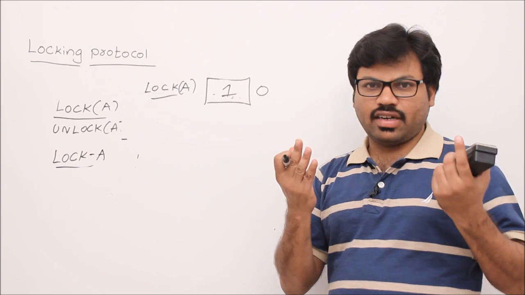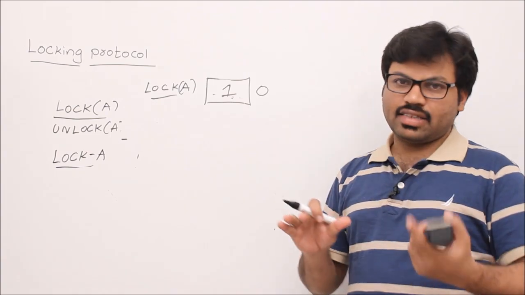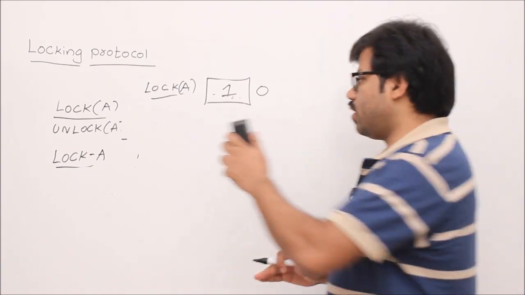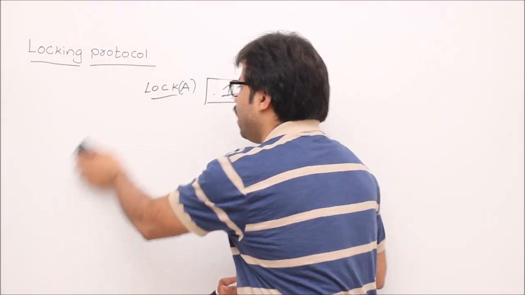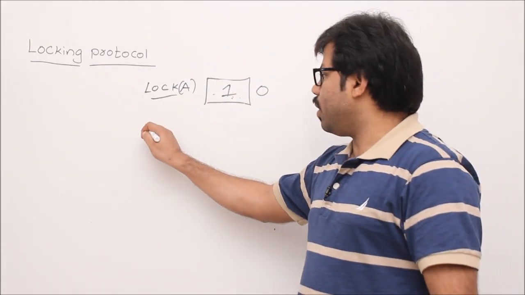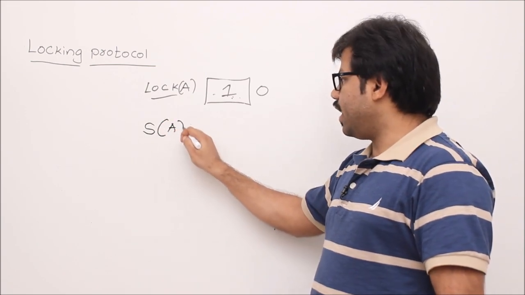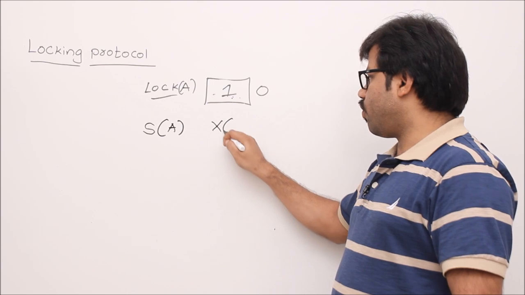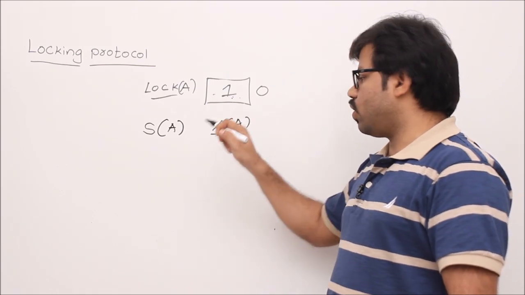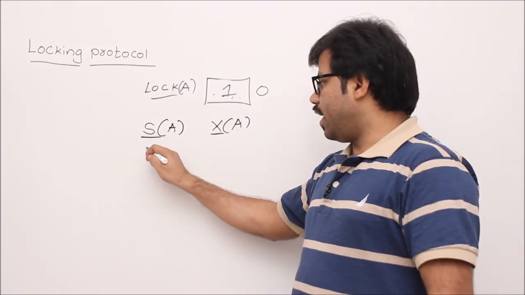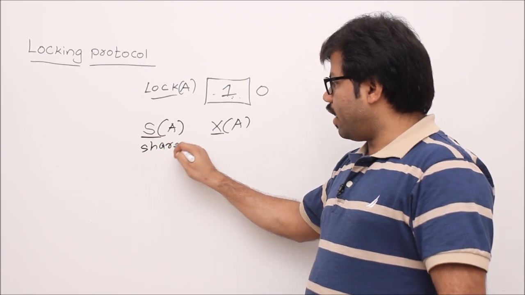How to increase the concurrency? How to allow multiple transactions who are readers? For that, this locking mechanism should be improvised. That's why people slowly introduced two different kinds of locks. One is the shared lock, the second is the exclusive lock. From now onwards, I use the X symbol for exclusive lock and S for shared lock.